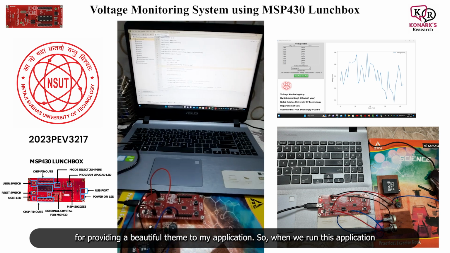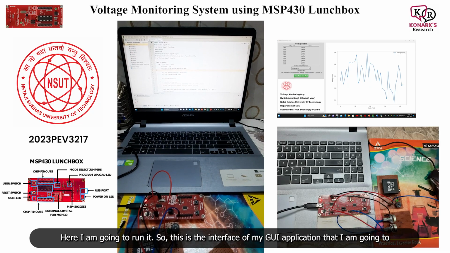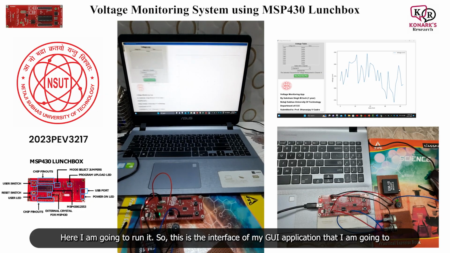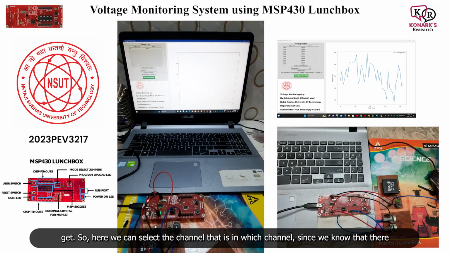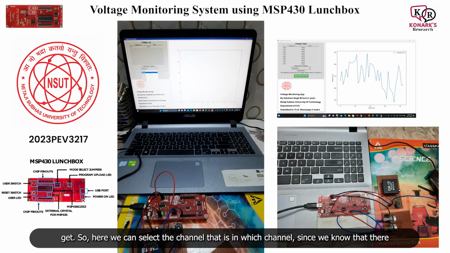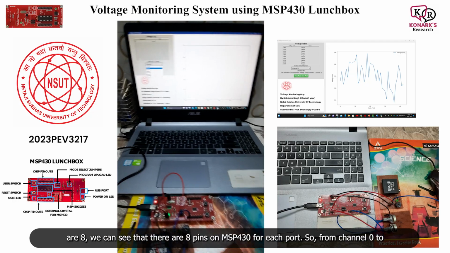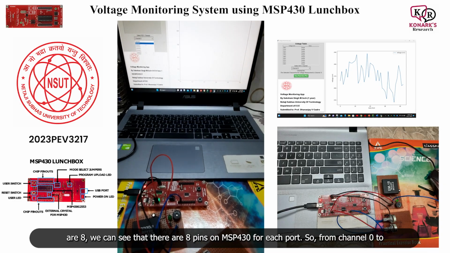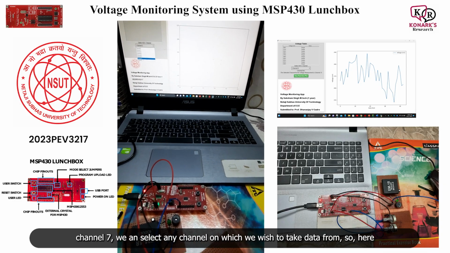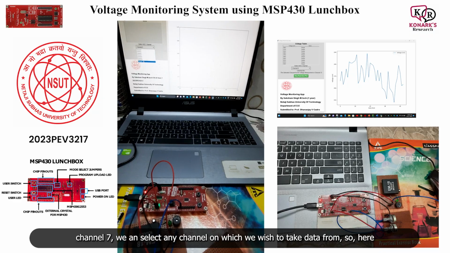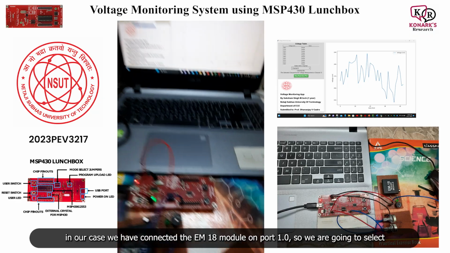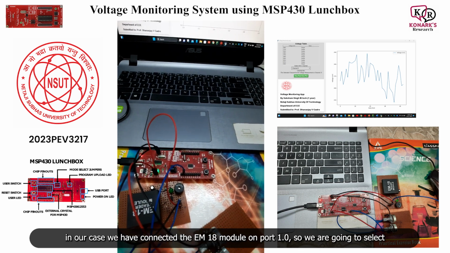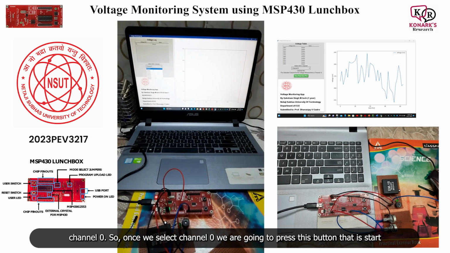So when we run this application, here I'm going to run it. This is the interface of my GUI application. Here we can select the channel. Since there are 8 pins in the MSP430 for each port, from channel 0 to channel 7, we can select any channel from which we wish to take data. In our case, we have connected the EM18 module on port 1.0. So we're going to select channel 0.